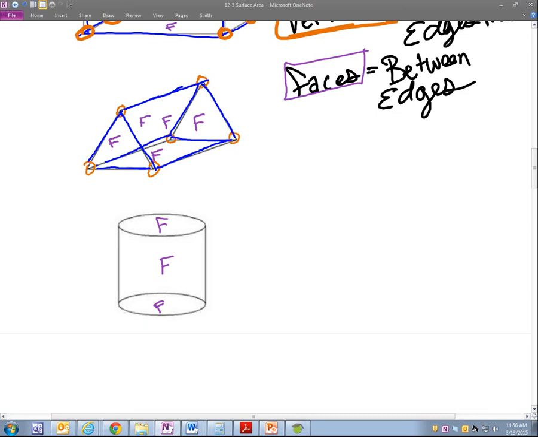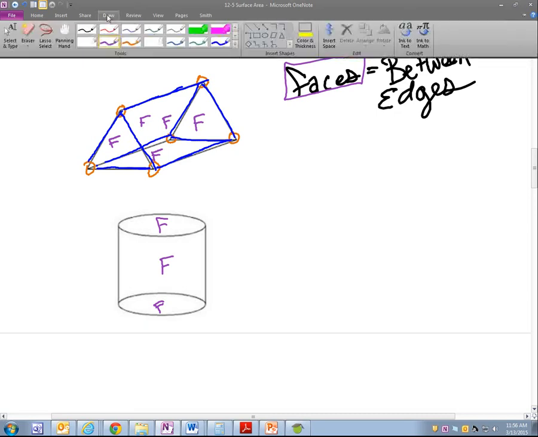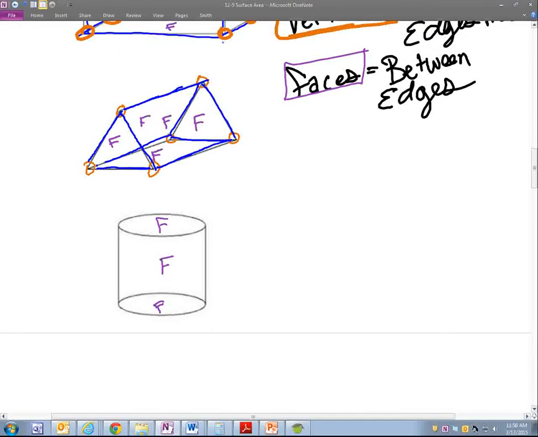They have no vertices, but they do have some edges. Were edges blue? Yeah. Those are edges. Yep.